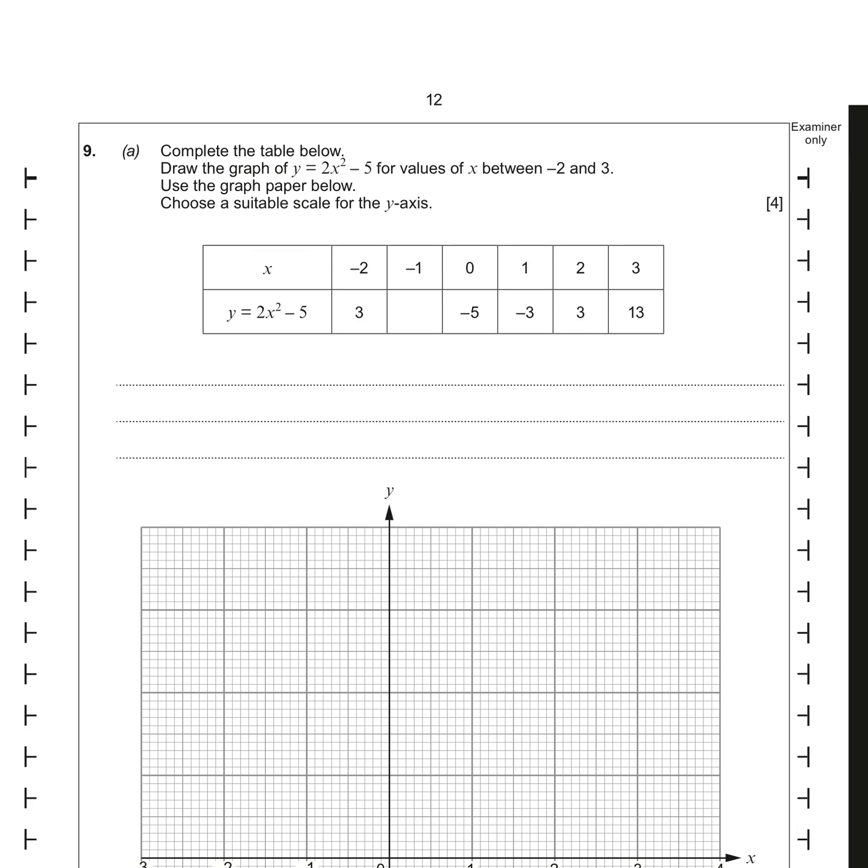Question 9. We're going to fill in this table without a calculator, and then in part B we've got to actually draw that quadratic graph, and then in part C we've just got to answer a general fact. First of all, I know that if I have an equation that's got an x squared in it, the general shape of this graph is going to be a U shape, or an N shape if it's got a minus x squared in it. So I know my graph is going to look like this.